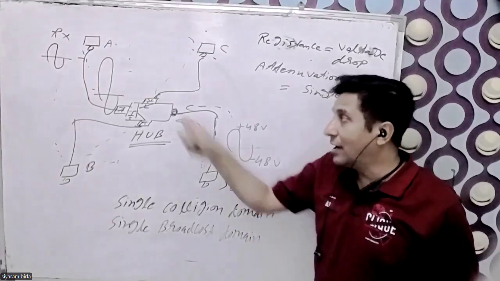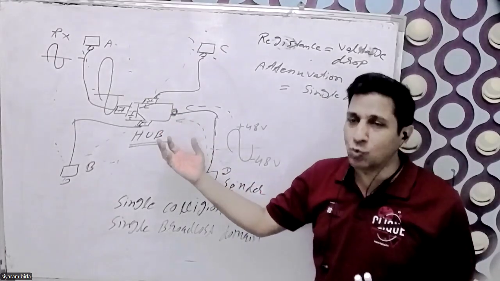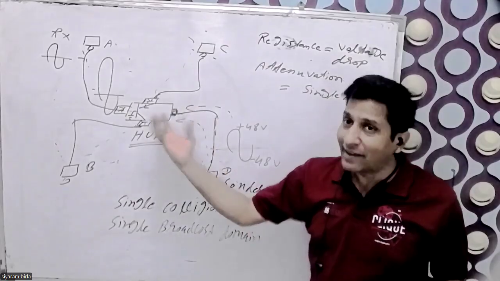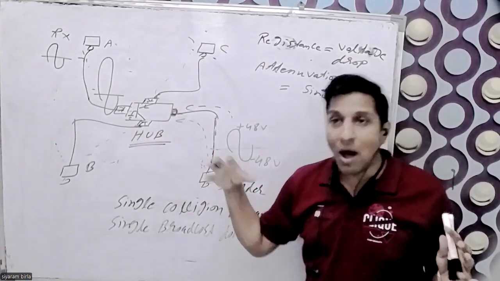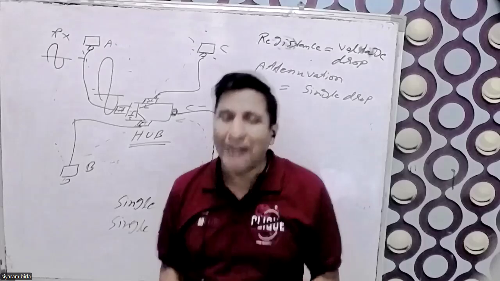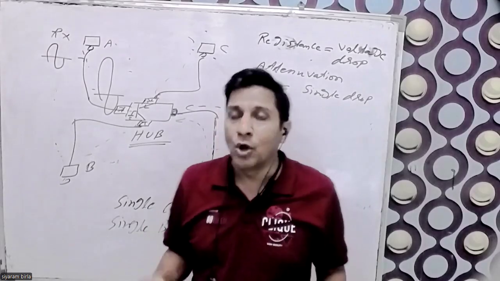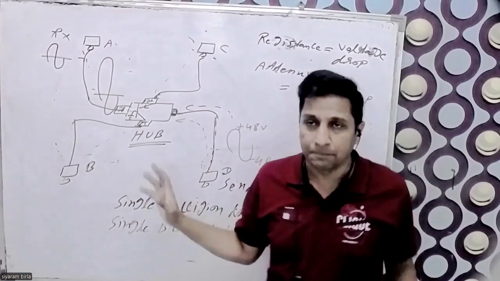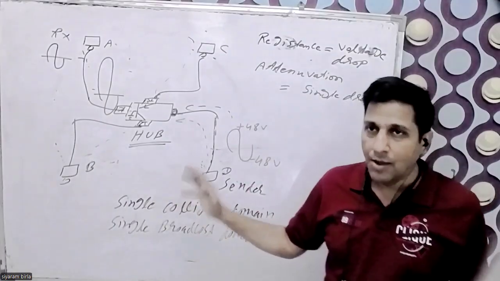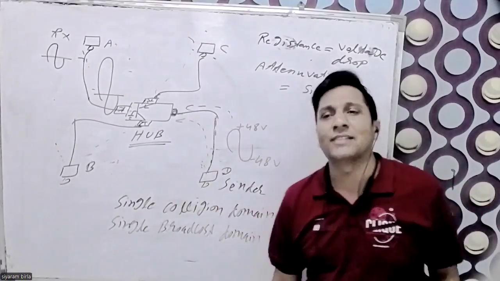It means that whenever two PCs send data at the same time, the hub does not avoid the collision. Collision will take place in the hub, which means collision is happening in the hub.